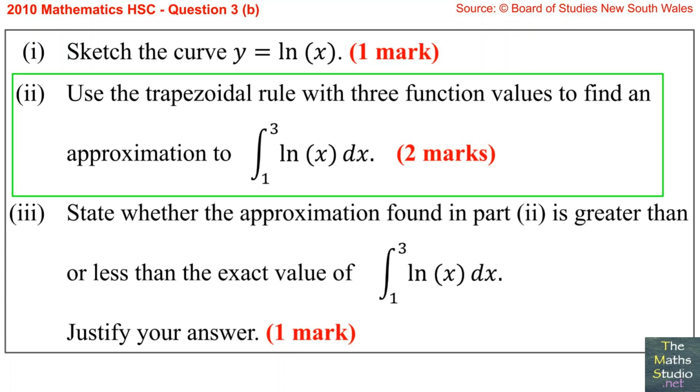Part 2. Use the trapezoidal rule with three function values to find an approximation to the integral of ln x dx from x equals 1 to x equals 3.